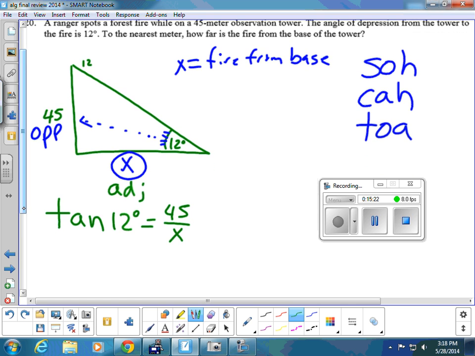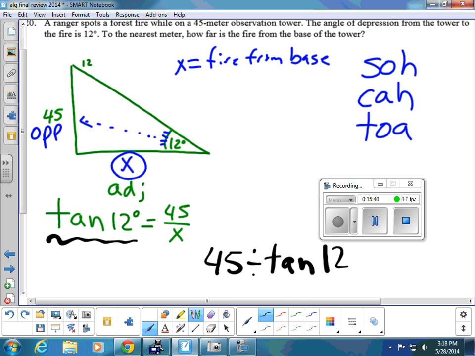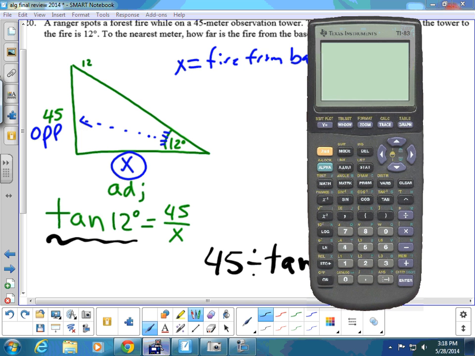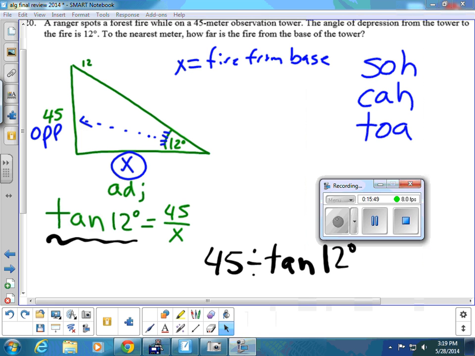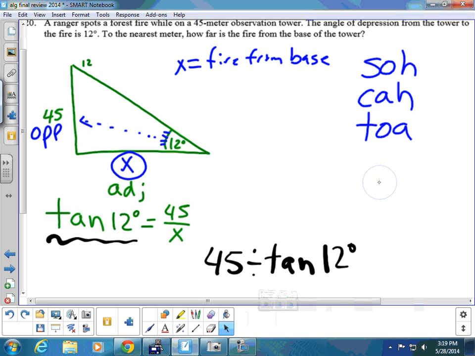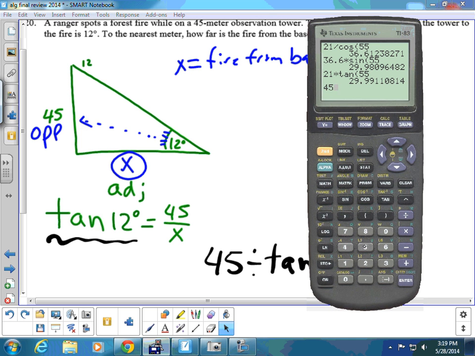Now the shortcut to this is when x is on the bottom, divide. Well, divide by what? Well, by whatever has the most here. I say the bottom, which is not really a word. So I'm going to go 45 divided by the tangent of 12 degrees. Now, for those of you using a calculator like this, make sure you're in the right mode. And then I could just punch in 45 divided by the tangent of 12 degrees. Enter. I get 211.7.